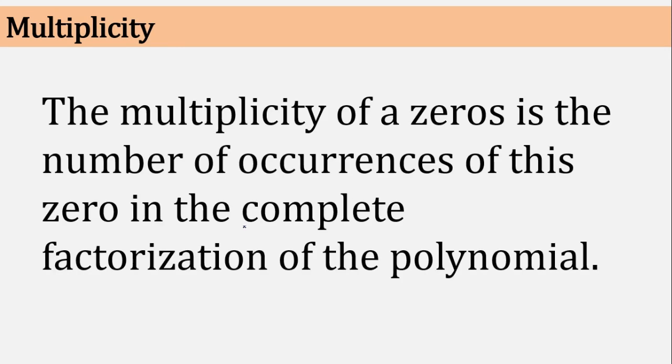The multiplicity of zeros is the number of occurrences of these zeros in the complete factorization of a polynomial. Again, we need to find the factorized form of the polynomial and see if there are zeros that occur more than once. So it has a multiplicity. The number of occurrences will affect how we graph it.